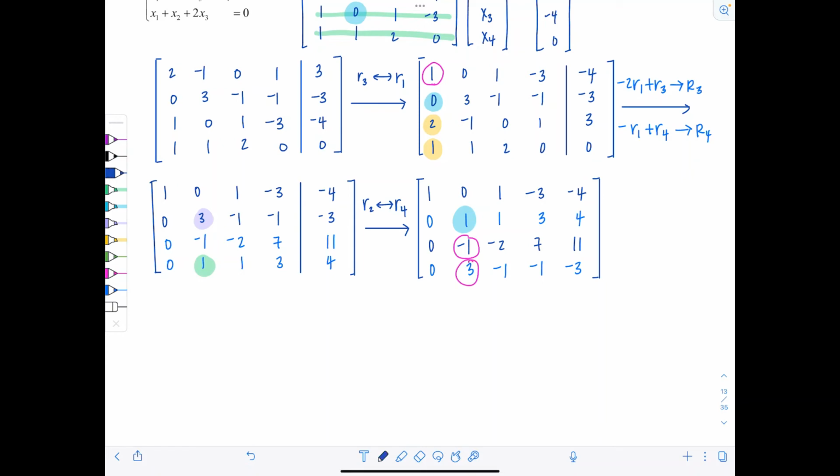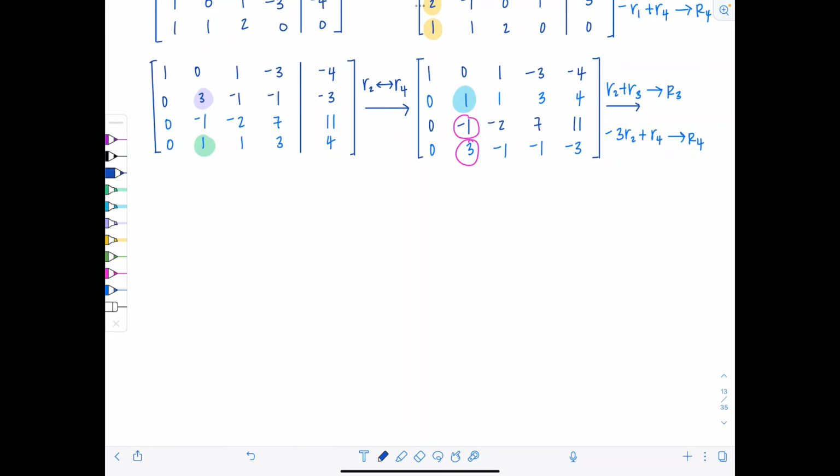How do we do that? The negative 1's going to be easy squeezy. You just take row 2 plus row 3. That's your new row 3. And then negative 3 times row 2 plus row 4 is my new row 4. So rows 1 and 2 are not changing. Okay, so we've got 1, 0, 1, negative 3, negative 4, 0, 1, 1, 3, 4.